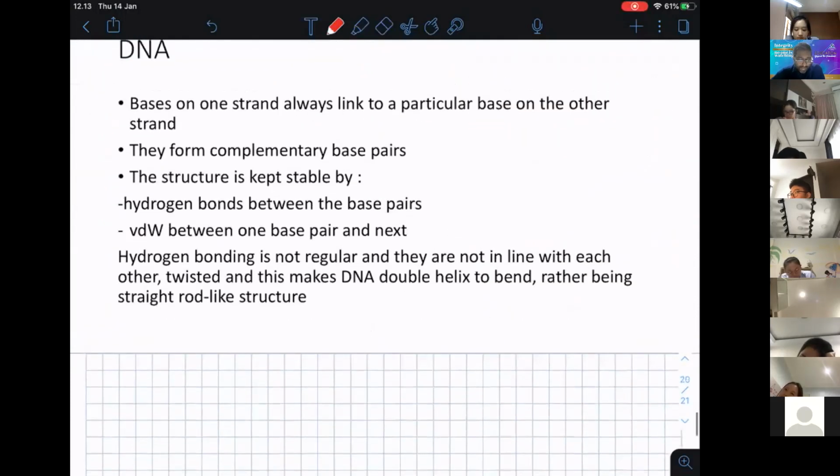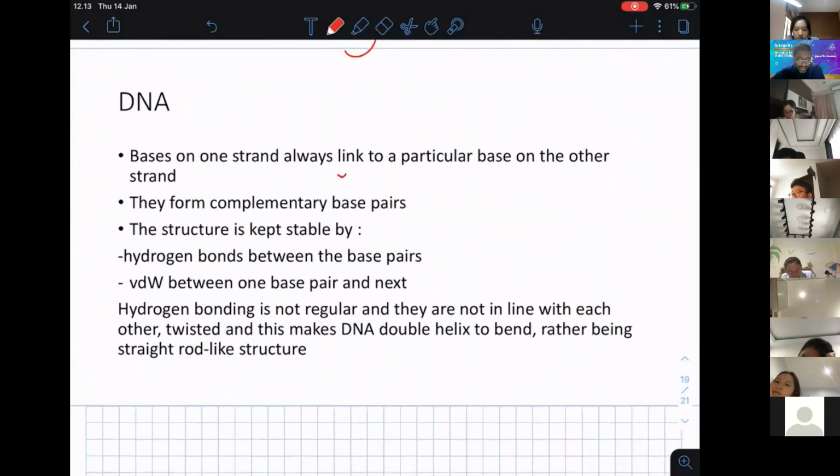A DNA base on one strand is linked to another particular base on the other strand. They form complementary base pairs. I think these terms are all bio. The structure is kept stable by hydrogen bonds and van der Waals forces. The hydrogen bonds are not regular. They are not in line with each other, twisted, and this makes the DNA double helix bend rather than be a straight rod-like structure. So they are able to rotate. Okay, so done. Any questions?